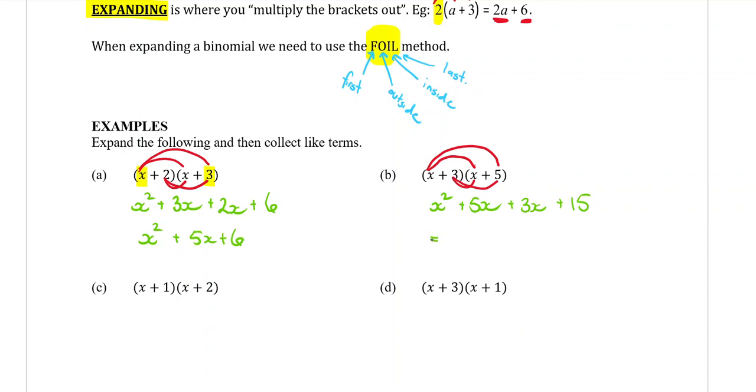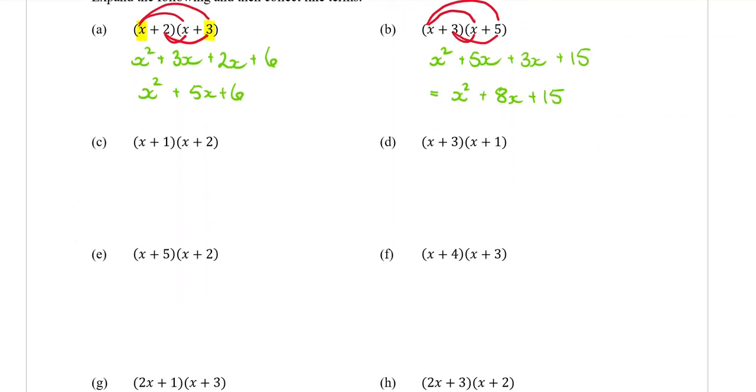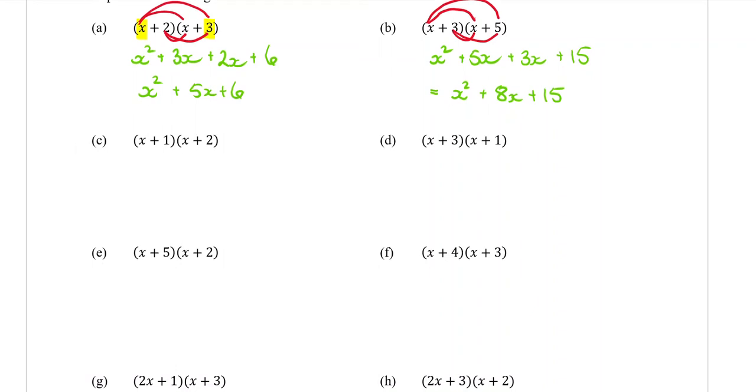Okay, just like last time, the 2 middle ones are like terms, so we can add them together. What is 5x plus 3x? 8x. So we have x squared plus 8x plus 15. Let's do some more. This is the only new stuff we're doing today. Just this over and over and over again.